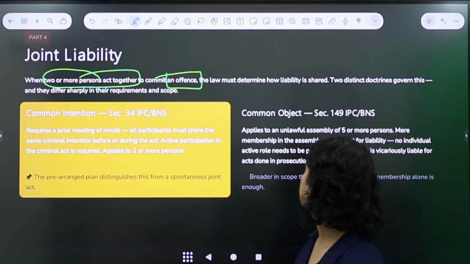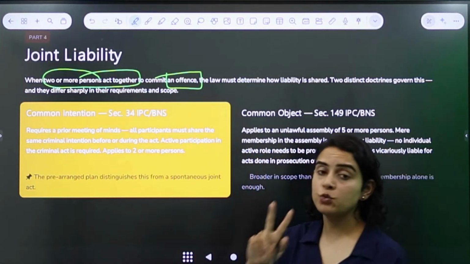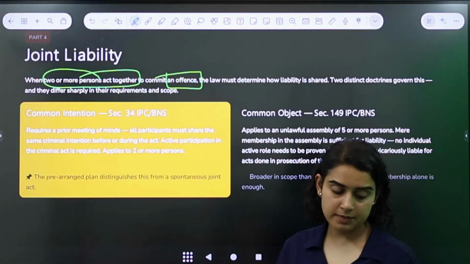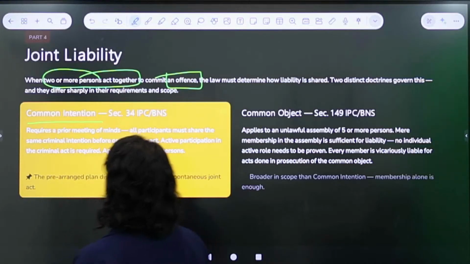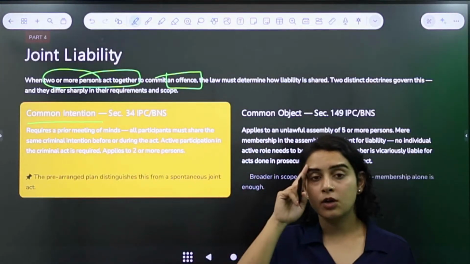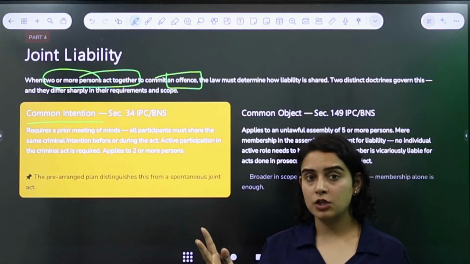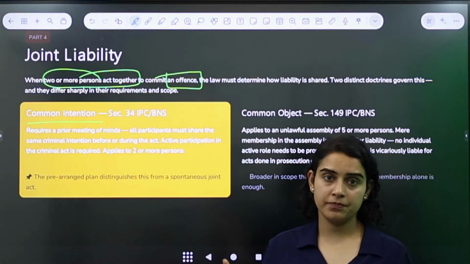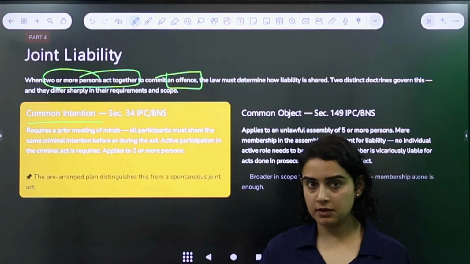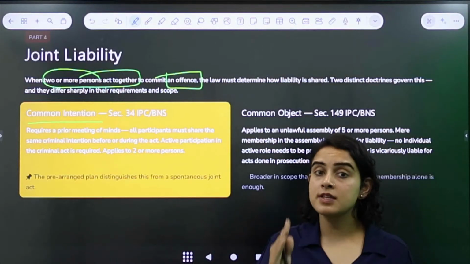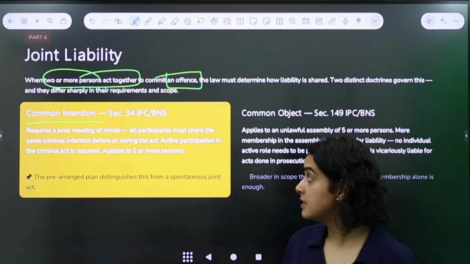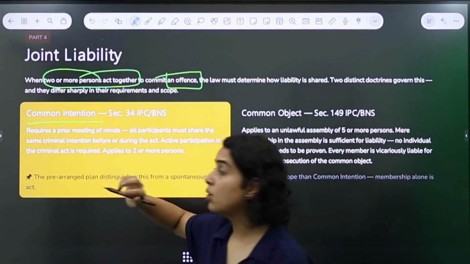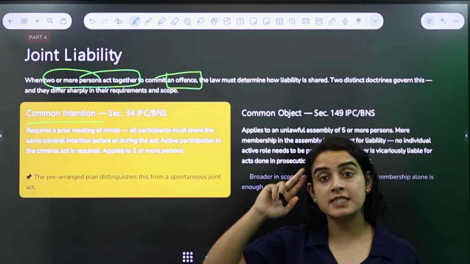Now, under joint liability, two very important concepts are: first is of common intention. This means that all the people should have the same intention. Now they have come together to cause a riot, to vandalize public property. That is their intention, right? So all of them have the same intention.